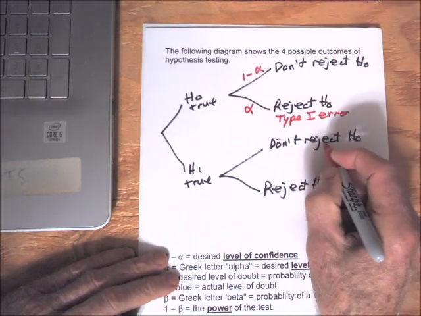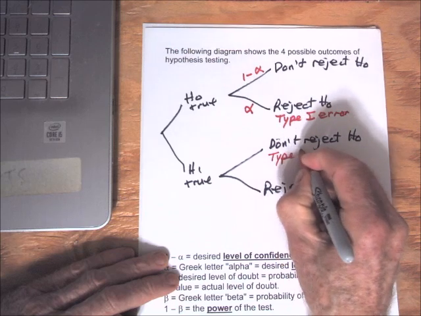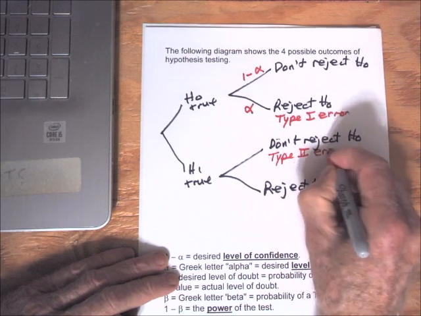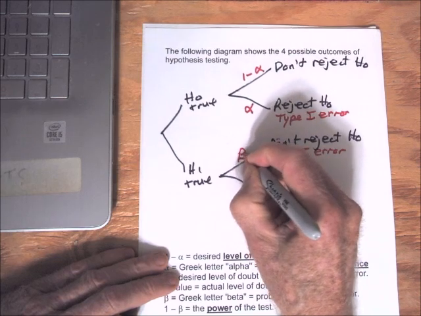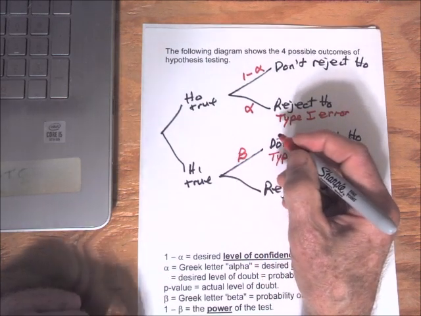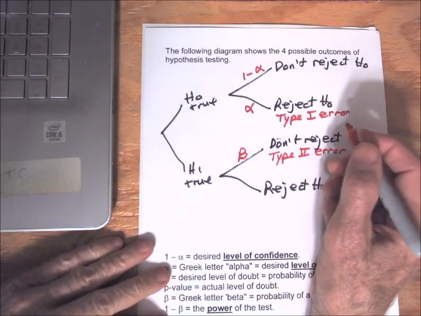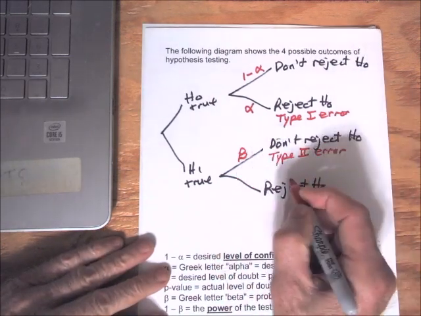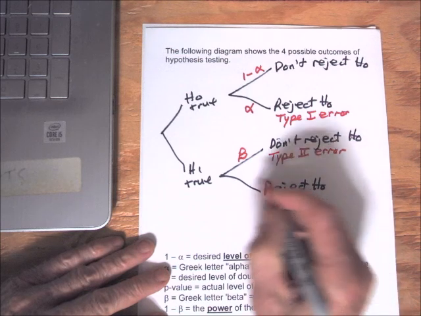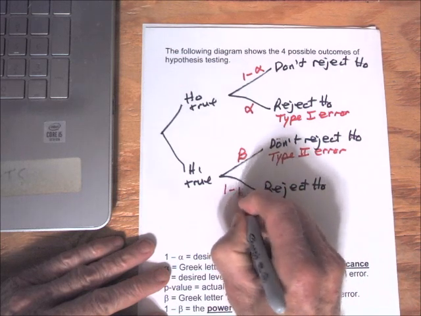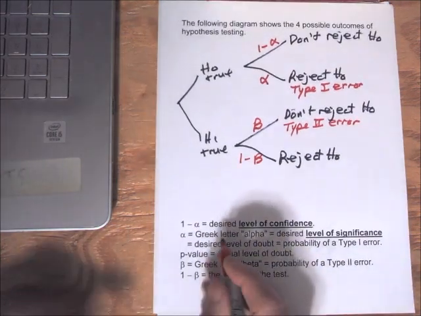If we don't reject H naught and H1 is true, that's called a type 2 error. Probability of that happening is beta. I think it looks like a script B, capital B, but that's what we use to represent the probability of a type 2 error. And the probability of rejecting H naught if H1 is true is 1 minus beta. That's called the power of the test. So I sort of summarize it down here.